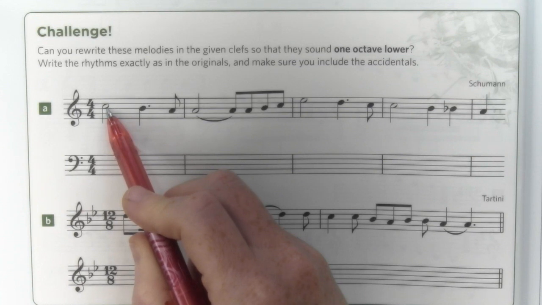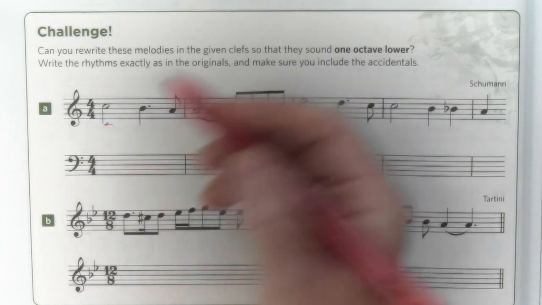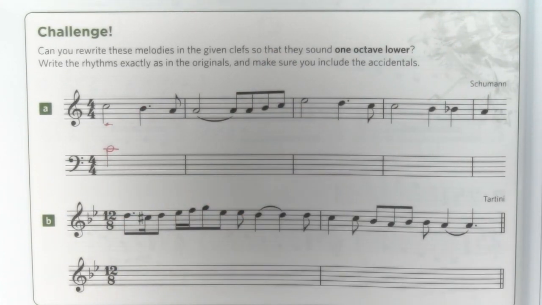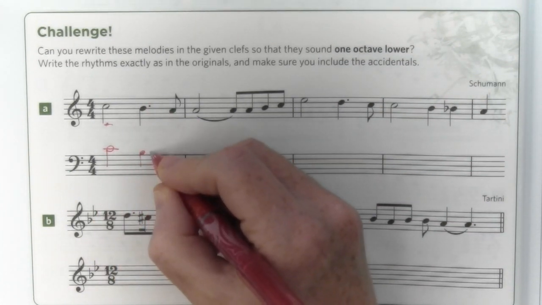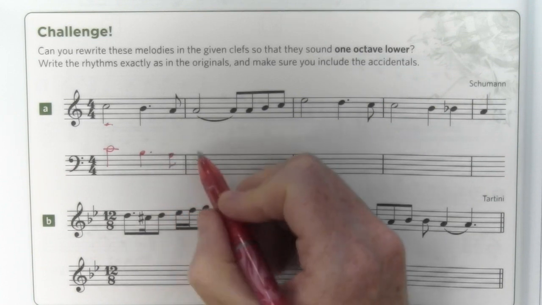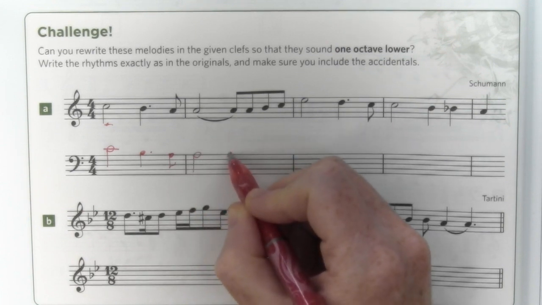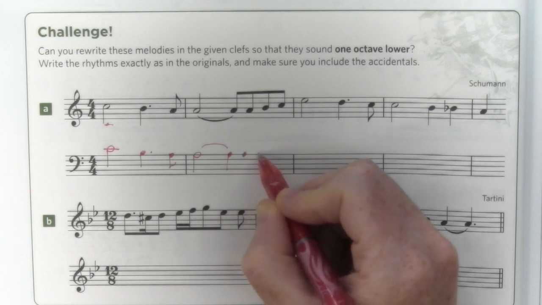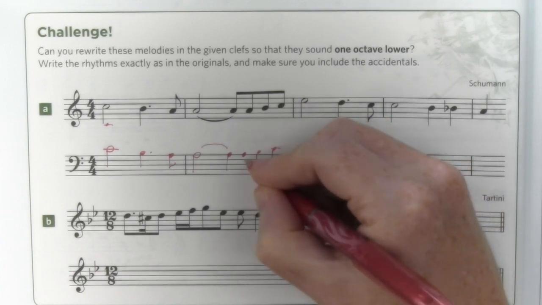This is 1 octave above middle C, so we need to find middle C here, minim, then 1 below, then 1 below, the same note, tie, up, up, stems.